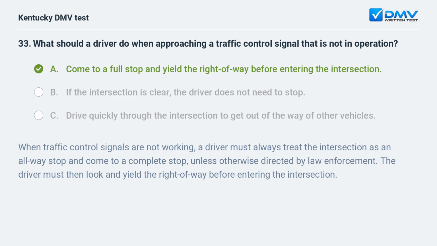When traffic control signals are not working, a driver must always treat the intersection as an all-way stop and come to a complete stop, unless otherwise directed by law enforcement. The driver must then look and yield the right of way before entering the intersection.